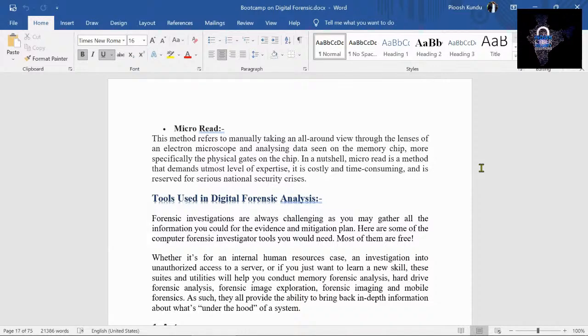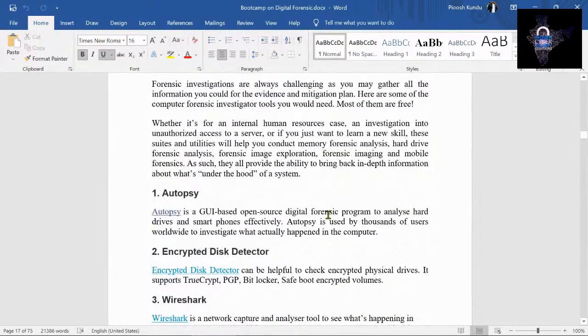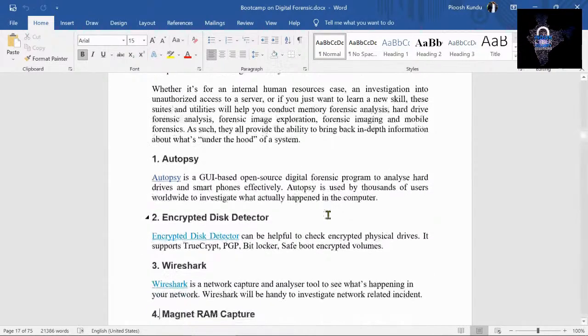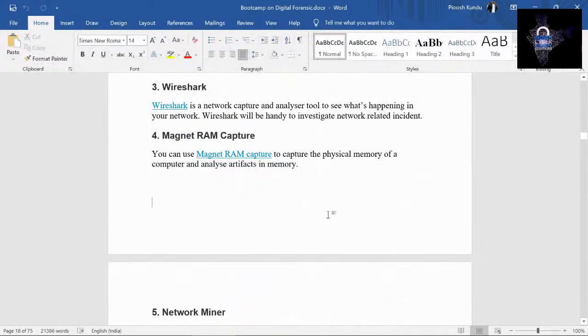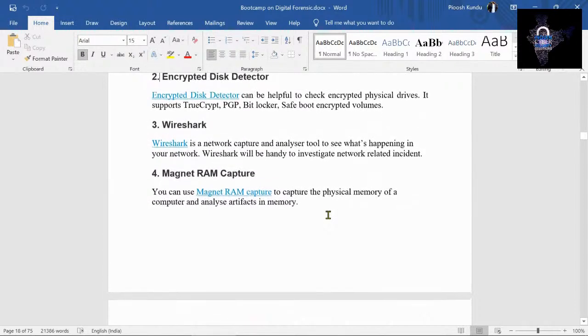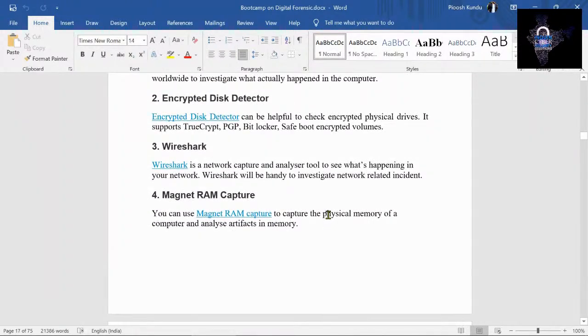As such, all of them provide the ability to bring back in-depth information about what is under the hood of the system. The first tool is Autopsy, which is one of the most important tools in forensics. Autopsy is a GUI-based open source digital forensic program to analyze hard drives and smartphones efficiently. It is used by thousands of users worldwide to investigate what is actually happening on a computer. The second is the Encrypted Disk Detector, which is helpful to check encrypted physical drives and supports TrueCrypt, PGP, BitLocker, SafeBoot, and encrypted volumes.